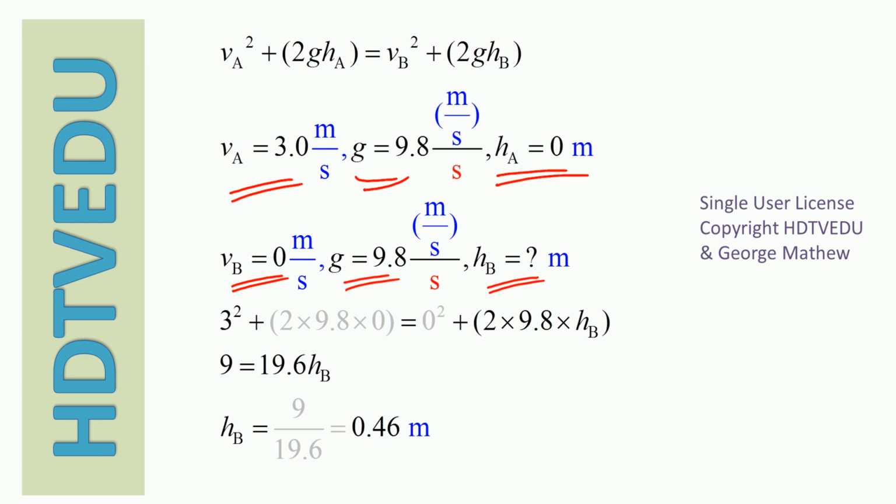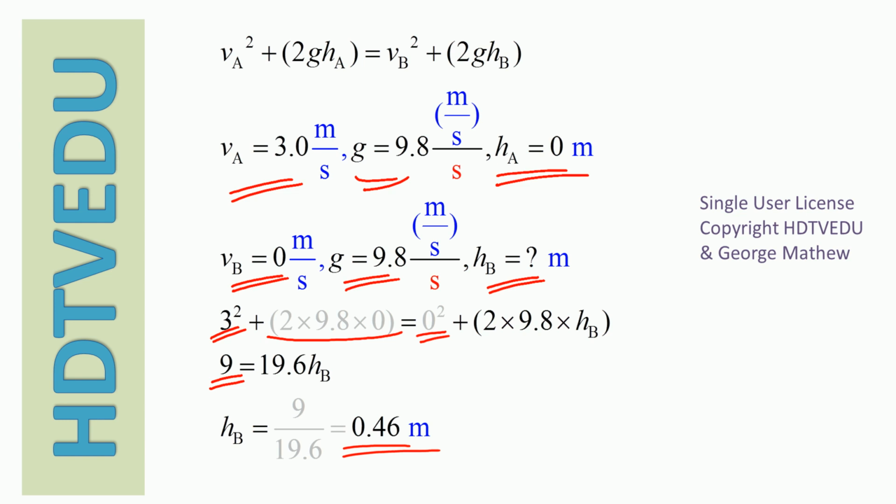Substitute the numbers. Speed at A is 3, so the square of 3 is 9. The other two terms are equal to 0. So what do we get? 9 equals 19.6 times the height of point B. So what is the height of point B? 9 divided by 19.6, and that is equal to 0.46 meters.